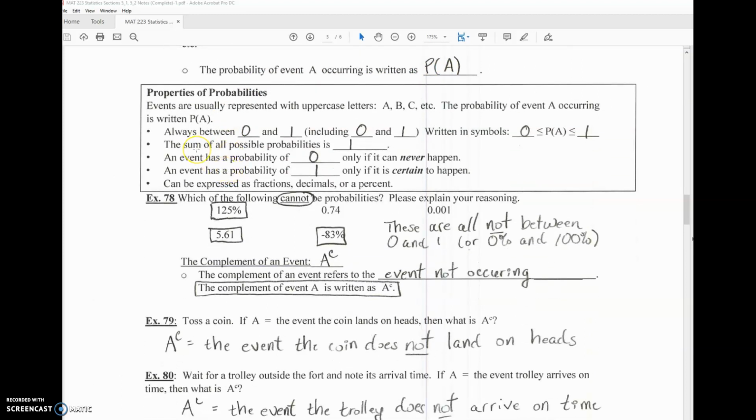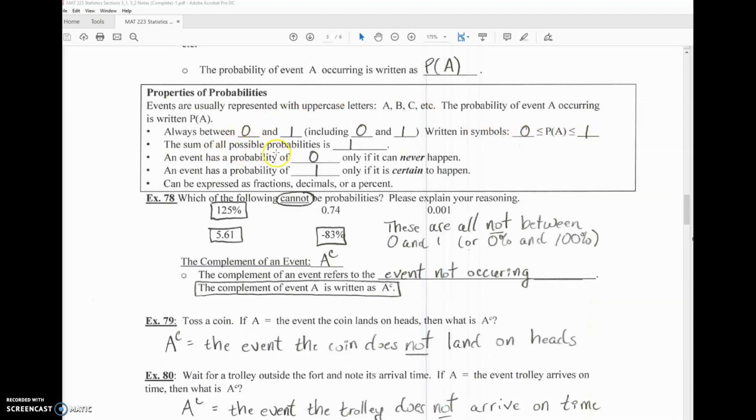So what are the properties of probabilities? Events are represented with uppercase letters, A, B, C, etc. The probability of event A occurring is written P of A. A probability is always a number between 0 and 1. Sometimes we'll say 0% and 100%, because I don't care if you put it in percentages or fractions, but it's a number between 0 and 1, including 0 and 1. In symbols, 0 is less than or equal to the probability of event A occurring, which is less than or equal to 1. So probabilities are only numbers between 0 and 1, or percentages between 0% and 100%.